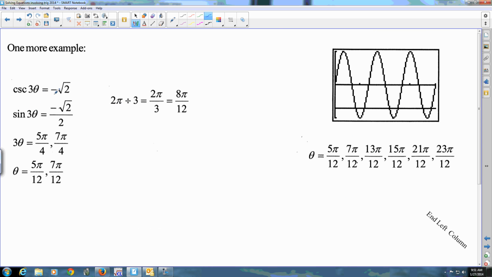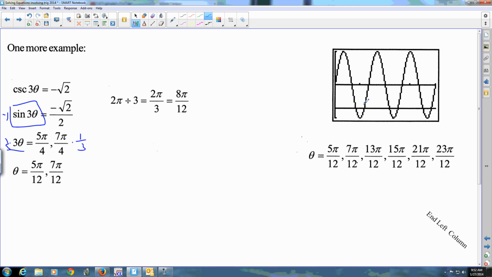Another example: say I have cosecant of 3 theta is negative square root of 2. Cash it in, so I have sine of 3 theta is negative square root of 2 over 2. This is your y value. Where does it happen? Just like on the previous 2 problems, I've got 3 theta equals 5 pi over 4 and 7 pi over 4. Multiply both sides by a third to get rid of the 3, and you get 5 pi over 12 and 7 pi over 12.